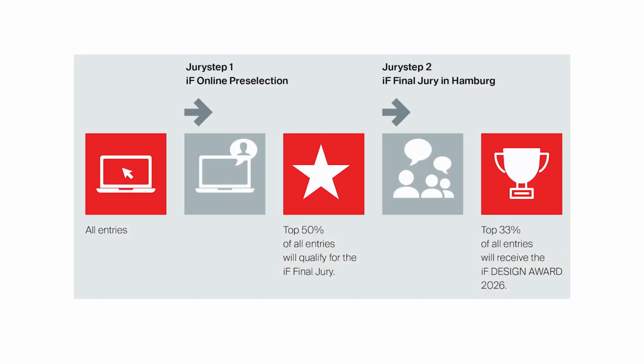First, let's take a look at the general process of the pre-selection. The IF online pre-selection will last 4 days. After these 4 days, all the entries should have been fully judged by all jurors. The top 50% of the entries will then qualify for the final jury.